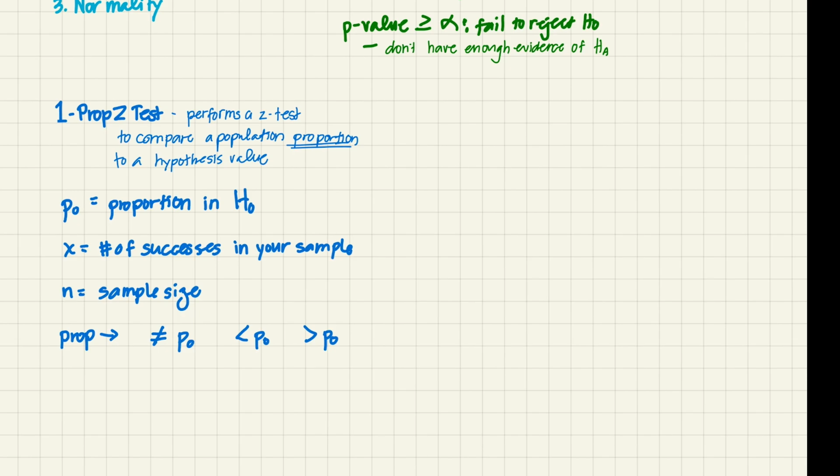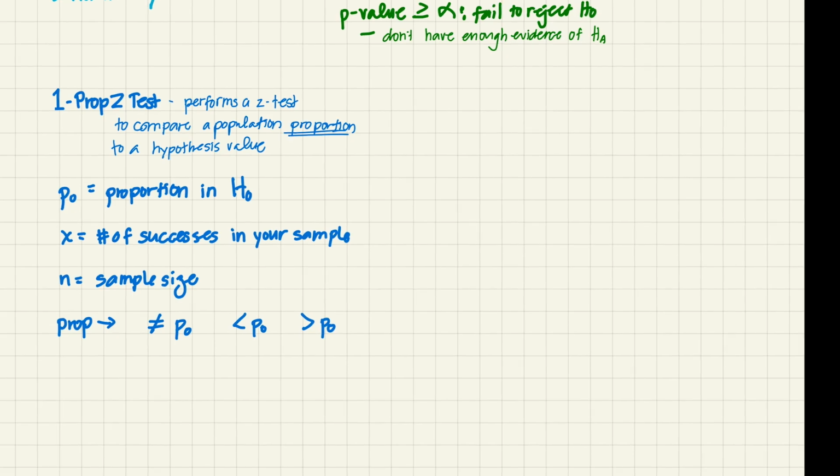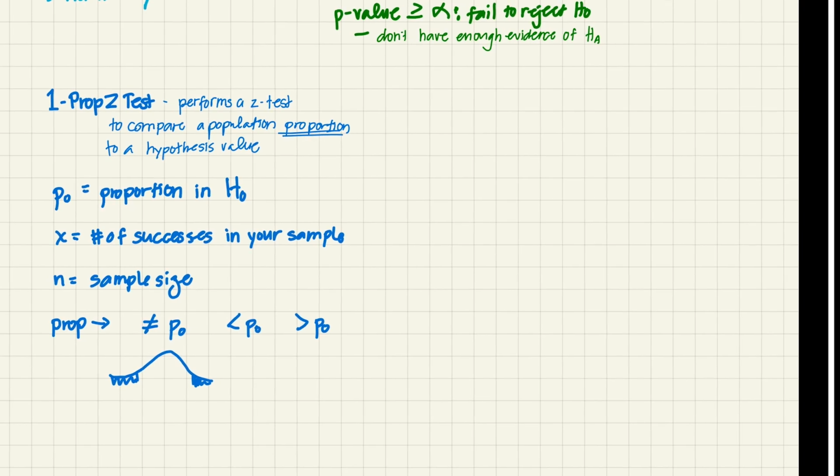So if your not equal to, you're going to get a two-tailed. So that means the left and right tails will be colored in, right? If it's less than, then you'll get the left tail. And if it's greater than, you will get the right tail. So that is the one prop z-test.